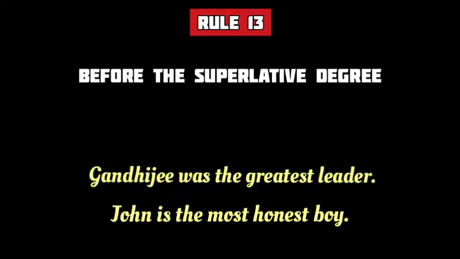The definite article the must be used before the superlative degree adjectives. For example, Gandhiji was the greatest leader. John is the most honest boy. So here we have the definite article the coming before the superlative degree adjectives greatest and most honest.